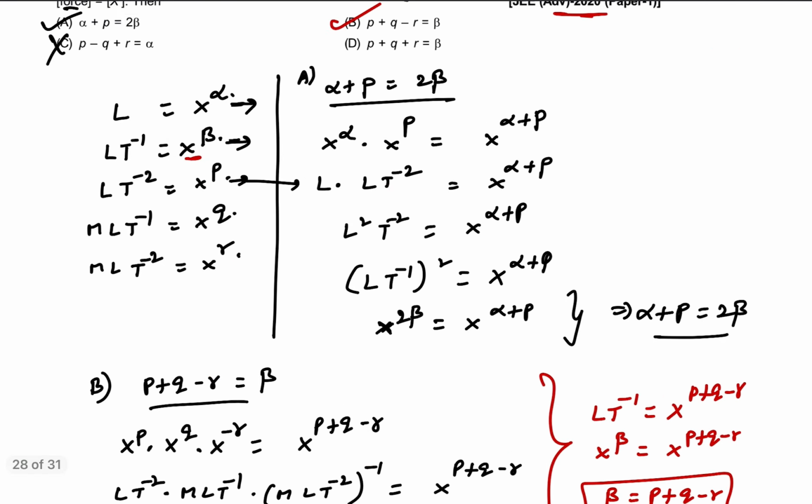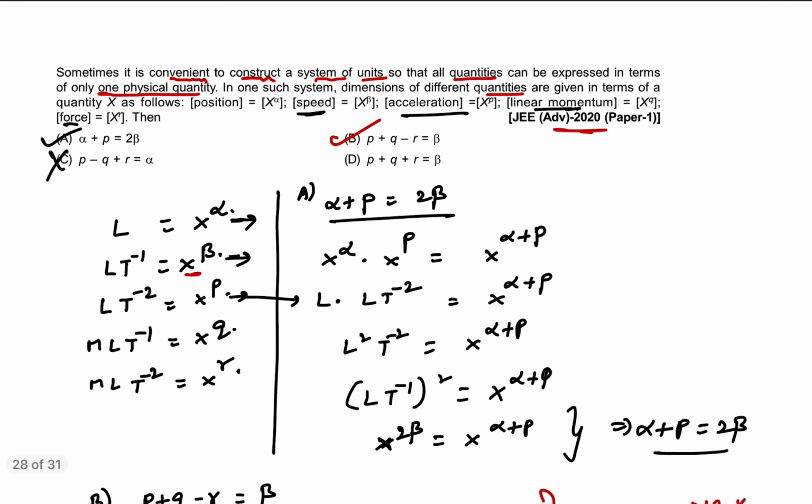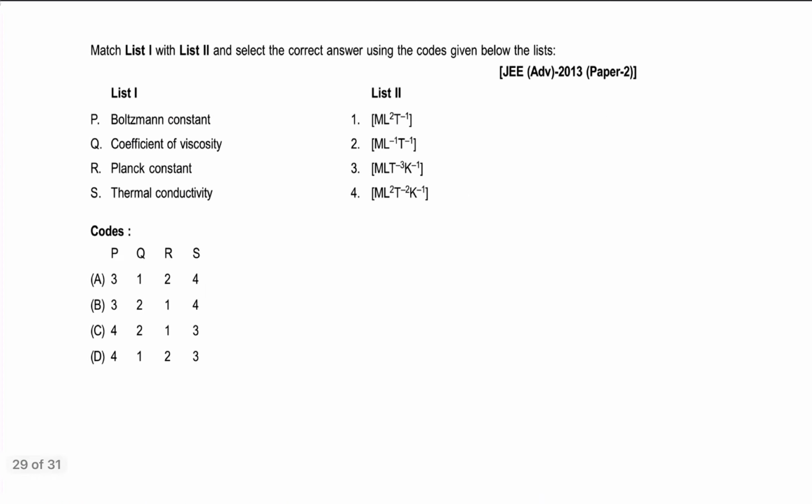Beta value means you should not get the M term. Okay, beta value you check that M term should not be there. So we can say p plus q plus r not equal to beta. So from this A and B are correct options. Answer is A comma B is the correct answer. Okay.